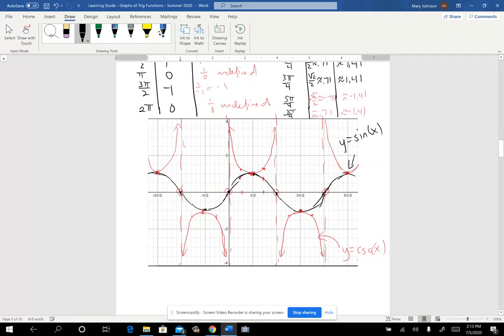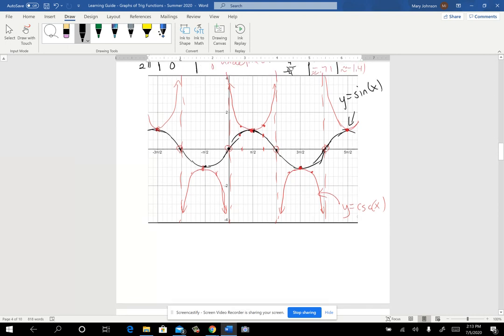So focus on the red graph when we're doing this. And let me write it down here below. So look, we're going to do domain and range. We're going to do x-intercepts, y-intercept. We're going to talk about vertical asymptotes and where they happen. And then we'll do period. And I'll go ahead and squeeze in amplitude right there.